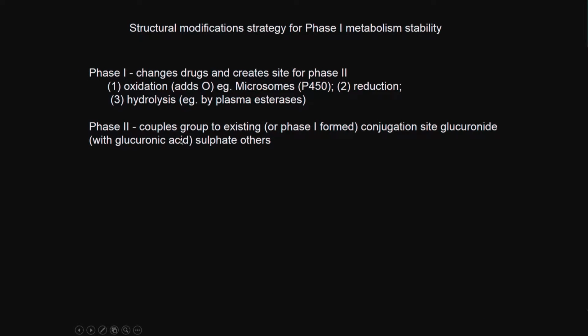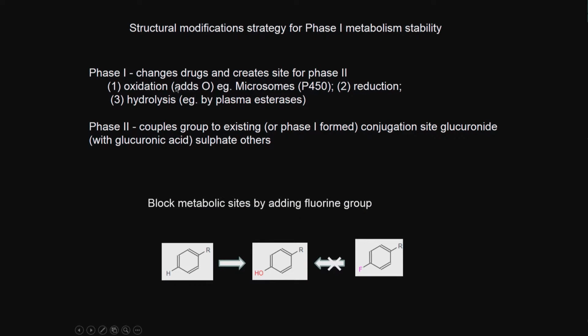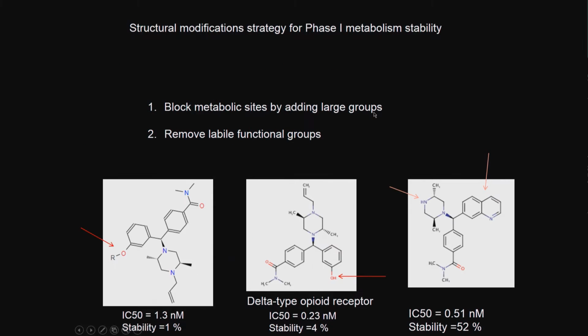So, what can we do to avoid phase 1? What does phase 1 do? Oxidation, reduction, hydrolysis. Phase 2 couples groups to existing ones. So, you can block sites by adding a fluorine group. For example, this can become OH, then it is easy to put the phase 2 SO3. But if you have a fluorine type of group, this type of reaction does not take place. So, blocking metabolic sites by adding fluorine is a good strategy. Also, block metabolic sites by adding large groups and remove labile functional groups.